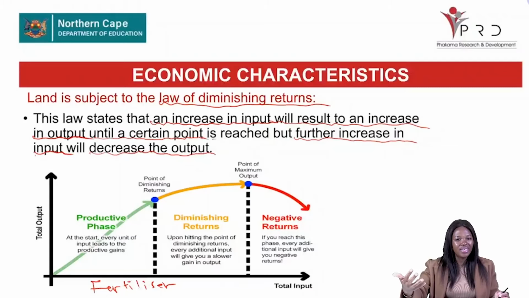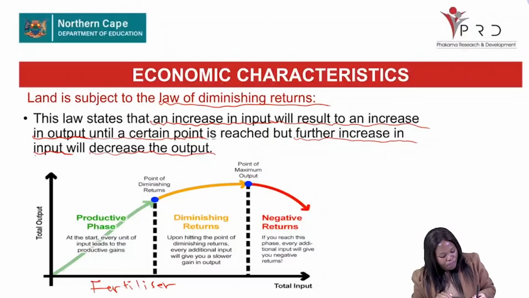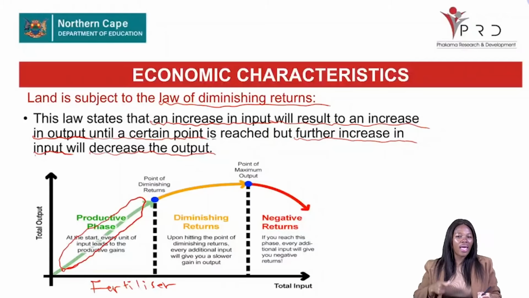This goes for water as an input, or other resources that act as input when growing crops or raising livestock. We add the input and we keep on adding. Once the maximum yield has been reached, we then stop adding the input. We don't continue adding it, because if we do, what will happen to our production? It will start decreasing. At this point of our graph, this is our productive phase, where adding the input, adding the fertilizer, increases the growth.